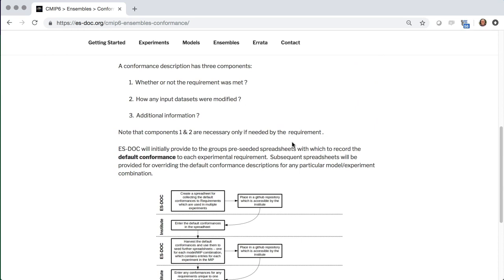A conformance description has three components. First, most crucially, whether or not the requirement was met. Second, how any input datasets were modified so they could be used by the model. Third, we allow modelling groups to tell us about any additional information to do with this conformance. It's also possible for the MIP teams to mandate that modelling groups provide additional information about specific conformances.